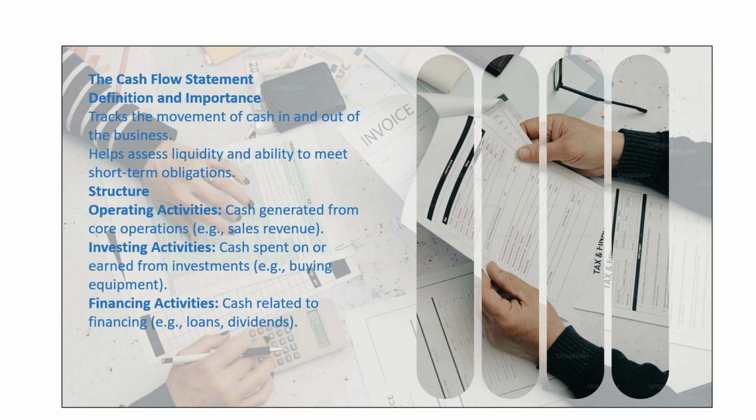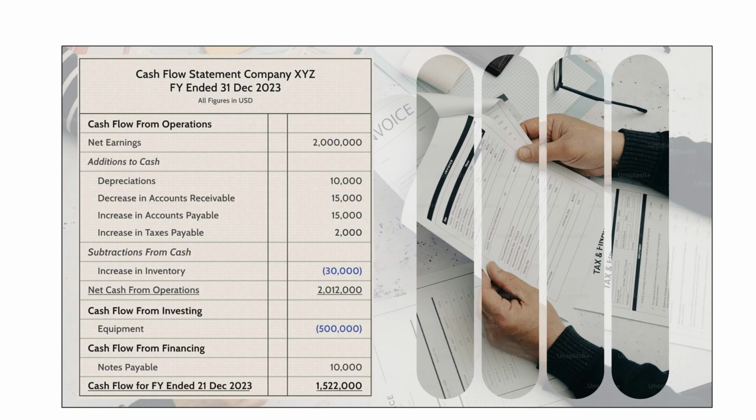Structure. 1. Operating activities: cash generated from core operations, for example, sales revenue. 2. Investing activities: cash spent on or earned from investments, for example, buying equipment. 3. Financing activities: cash related to financing, for example, loans, dividends. Example is shown here cash flow statement.